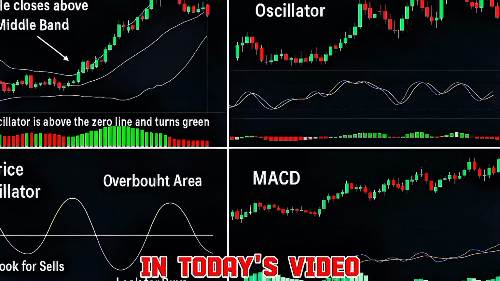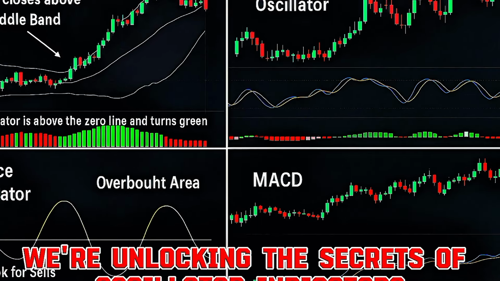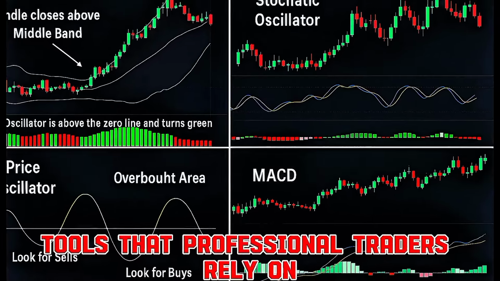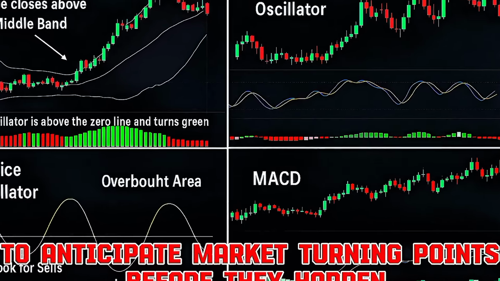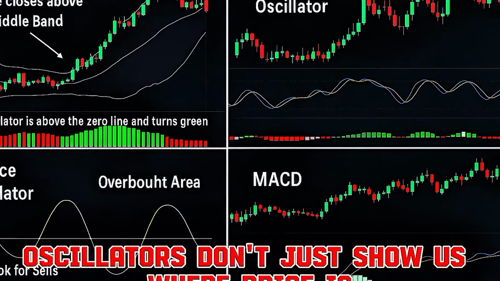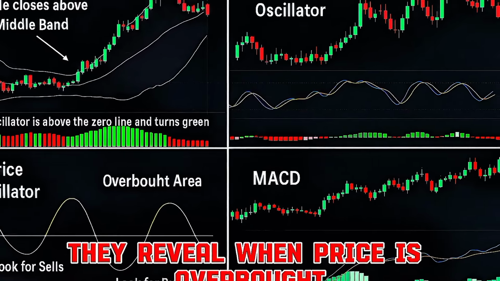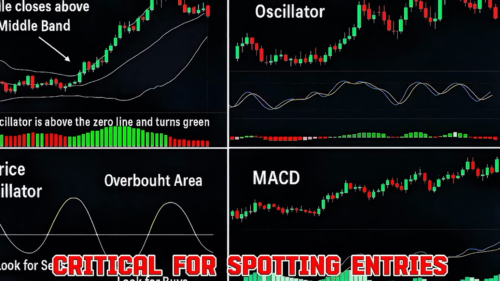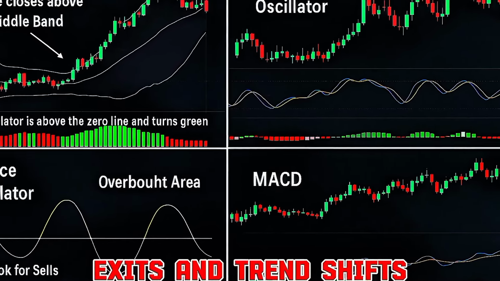In today's video, we're unlocking the secrets of oscillator indicators, tools that professional traders rely on to anticipate market turning points before they happen. Oscillators don't just show us where price is, they reveal when price is overbought, oversold, or losing momentum, critical for spotting entries, exits, and trend shifts.